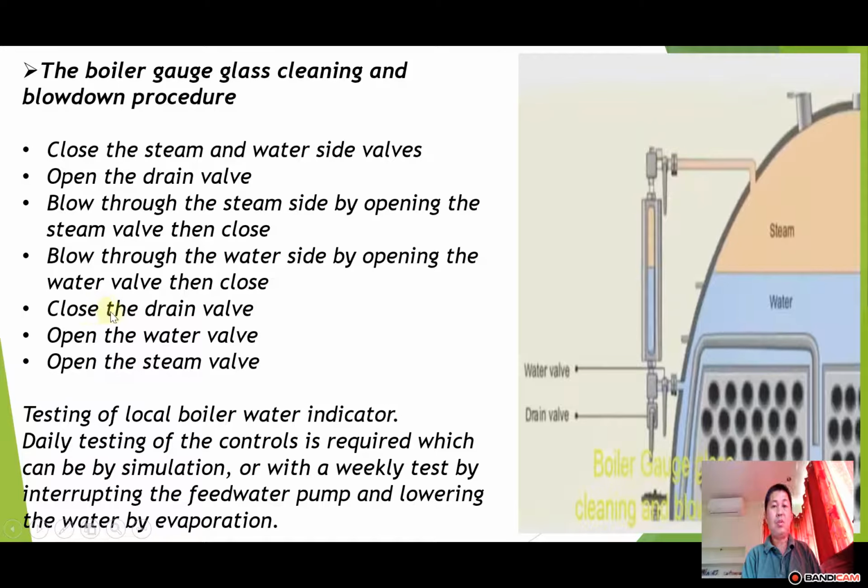Now close the drain valve. So you have to close this drain valve again. Open the water valve. Open the water valve again. Open the steam valve. Open the steam valve again. So those are the procedure on how to clean and blow down the boiler water indicator or boiler gauge glass.